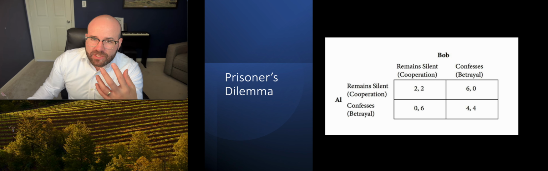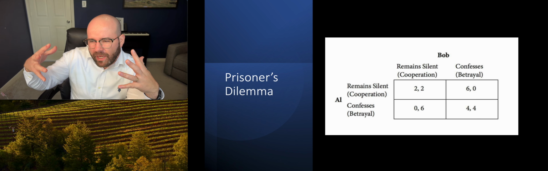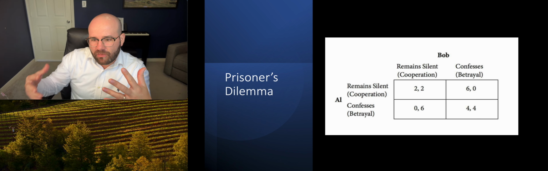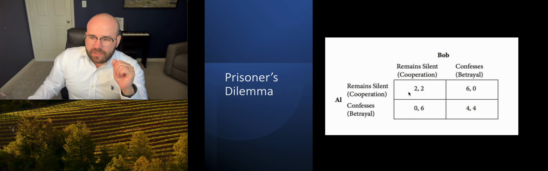But the problem is that sort of rationality or that strategy equally applies to Bob. Bob likewise should confess regardless. But if what's most rational for both Bob and Al is to confess, and they do in fact confess, they end up collectively spending more time in jail. And that's why it's sort of a dilemma, I suppose. Because in one way of rationality, they should confess, and in another way, they should not confess, right?